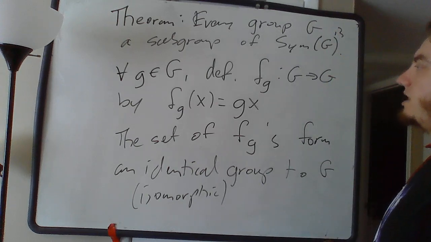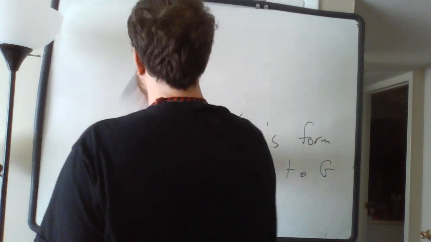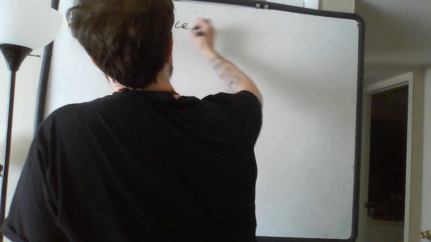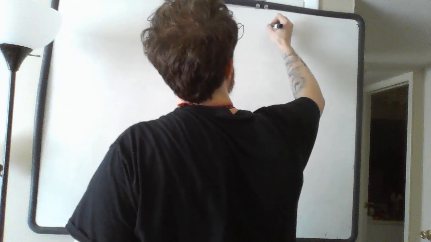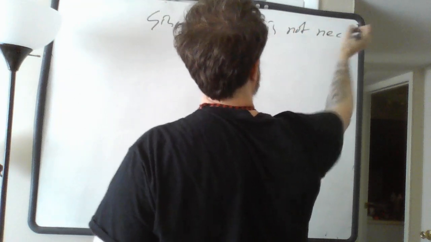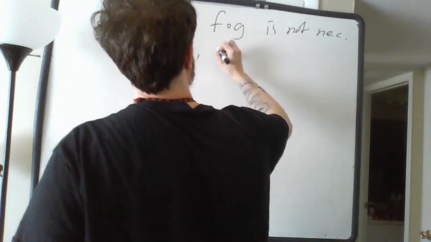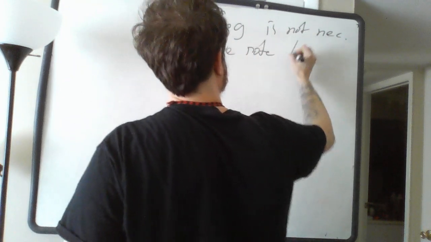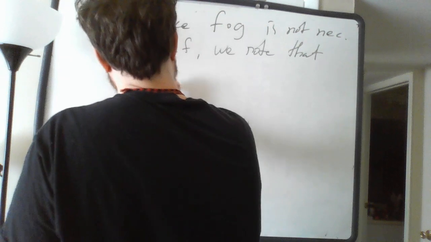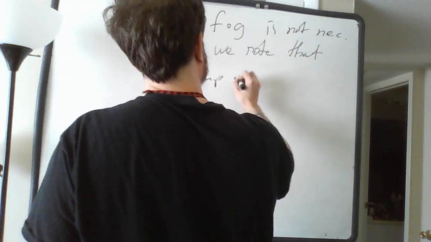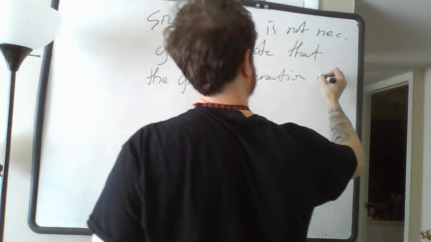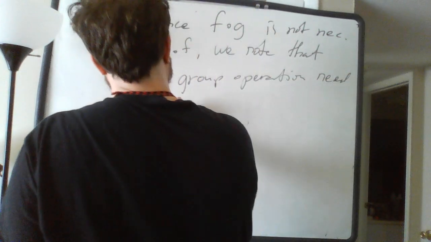The other thing to notice here that I want to mention really quickly is that this operation does not have to be commutative. And it's really quite simple to see that it doesn't have to be commutative because function composition does not in general commute. So in other words, since f composed with g is not necessarily g composed with f, we note that the group operation need not commute.